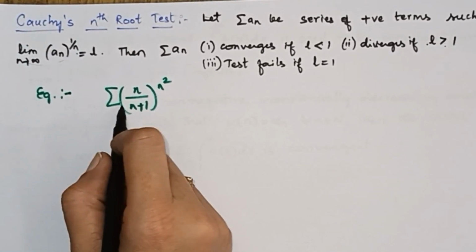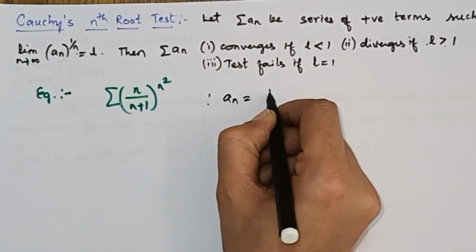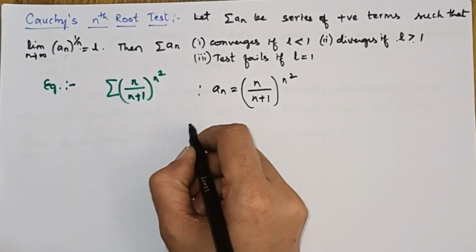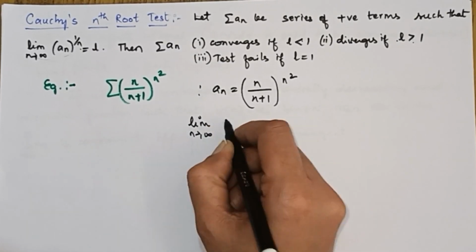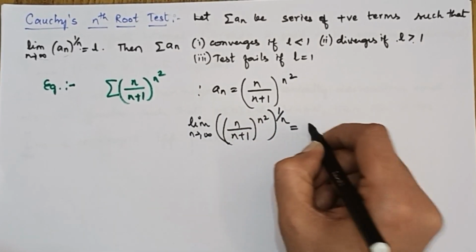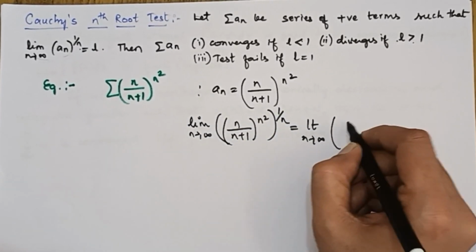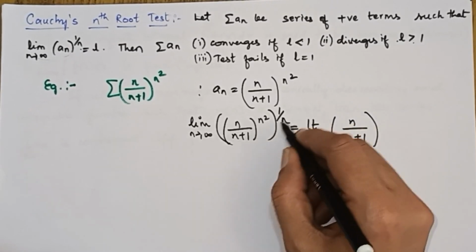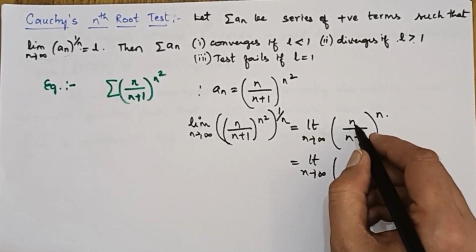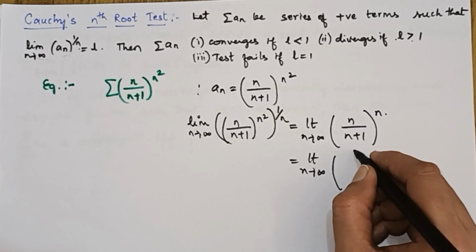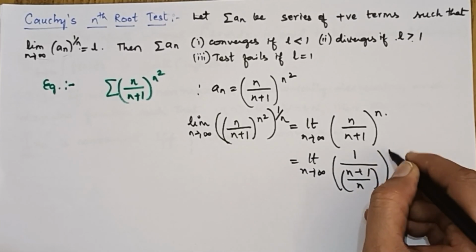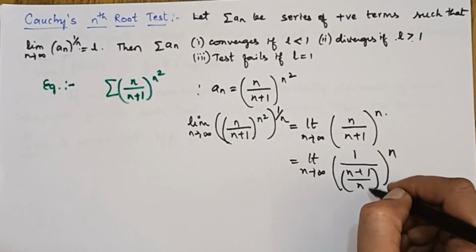Let us take one example. Here, an equals (n by n plus 1) to the power n squared. Now I have to find limit n tends to infinity of ((n by n plus 1) to the power n squared) whole power 1 by n. This gives you limit n tends to infinity (n by n plus 1) to the power n, since the n cancels. What I'll do is write this n in the numerator as 1 by (1 plus 1 by n) by bringing it to the denominator, so that when it goes to the numerator, you get the same thing back.